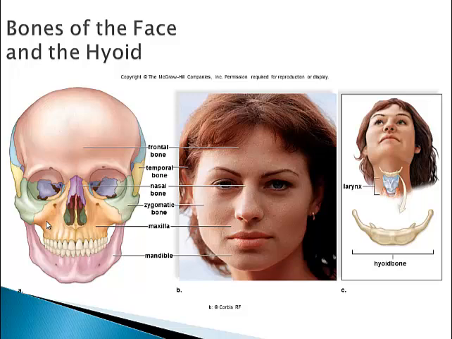The temporal and facial bones are also the bones of the cranium, but they contribute to the shape of the face as well. So temporal again is going to be on the sides of the head where your ears are located, and then that frontal bone is the forehead.